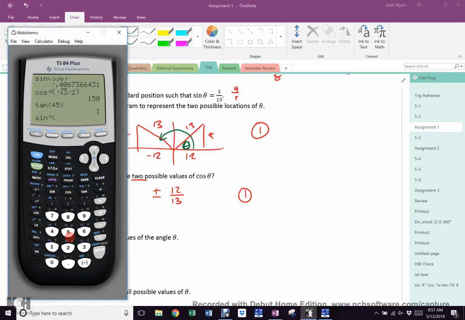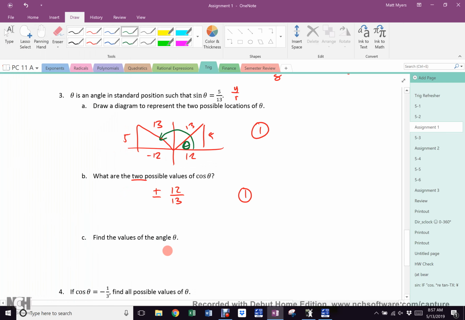Second sine 5/13. And that gets me 23 degrees. So theta is 23 degrees for green theta, and then black theta, which goes all the way around, would be 180 minus 23, which would be 157. 2 marks there.